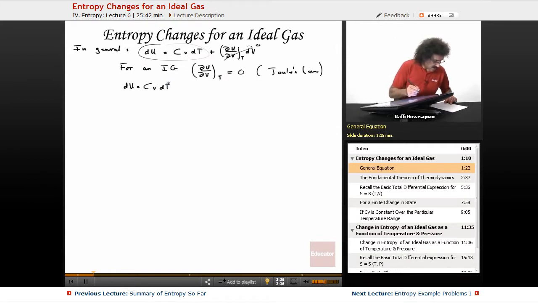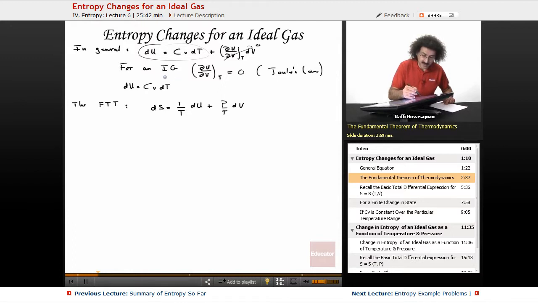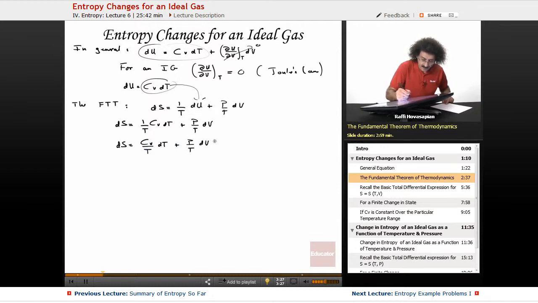Now let's deal with the fundamental theorem of thermodynamics. It says the following: dS is equal to 1 over T dU plus P over T dV. Well, we have dU under conditions of an ideal gas, so we'll put this into here. What we end up with is dS equals 1 over T CV dT plus P over T dV. I'll write this as dS equals CV over T dT plus P over T dV.